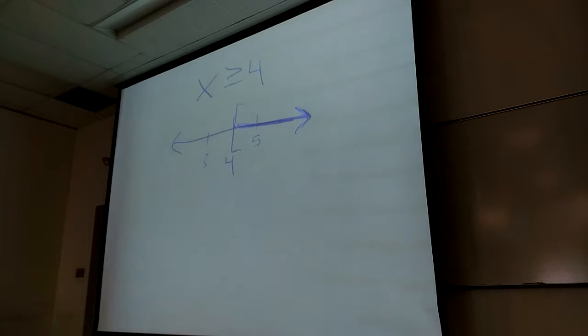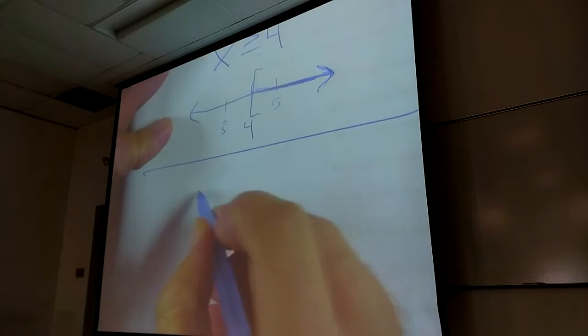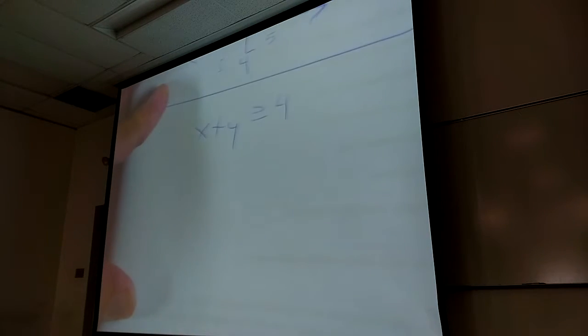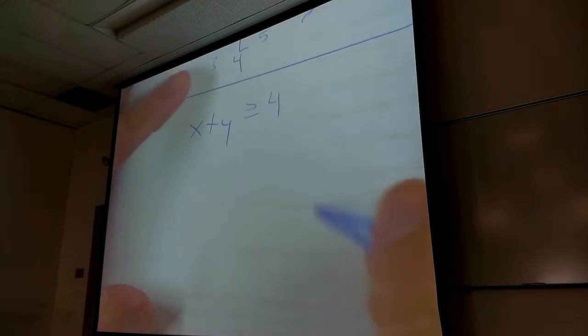Deep breath. So what if I had this? What if I had x plus y greater than or equal to 4? Now I've got 2 variables. I can't just use a single number line. I have to use both. I have to use a full coordinate plane. Oh no.